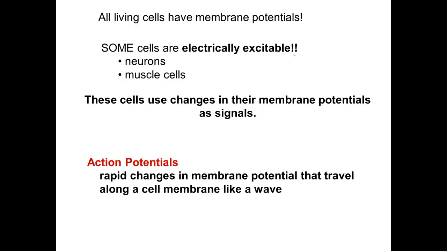In particular, action potentials, you might have heard of these, are rapid changes in the membrane potential. And these changes can travel along a cell membrane like a wave. We're going to talk a little bit later about how action potentials can travel down the membranes of axons. In that capacity, these action potentials can travel very long distances within the nervous system, and they are therefore really the basis for electrical signaling in your nerves and your brain.